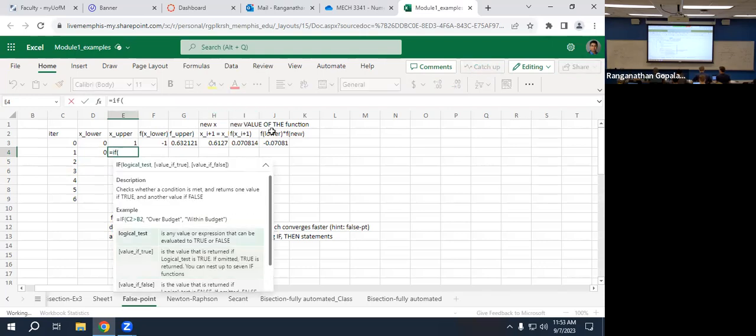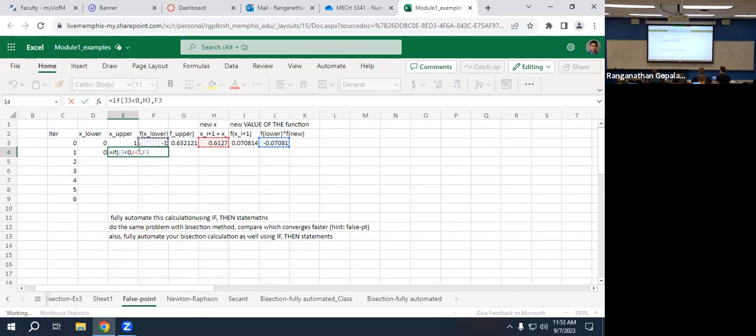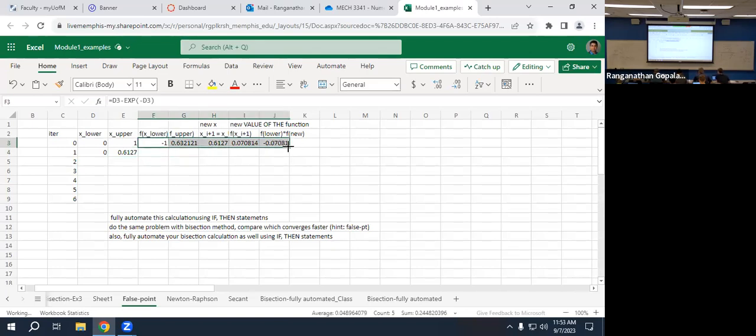So if J3 is less than 0, then what happens to X? X upper is the new value of X. Okay, I'll do one piece of information at a time. It is the new value of X. If not, it's the old value of X. The rest of it is just something you can copy paste.